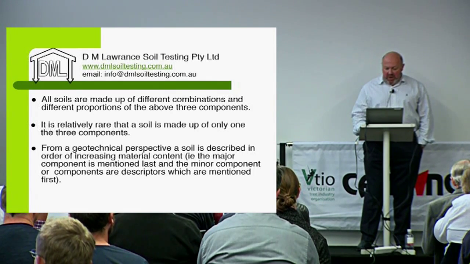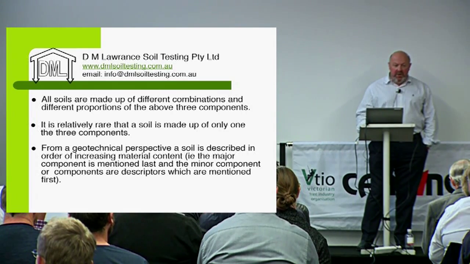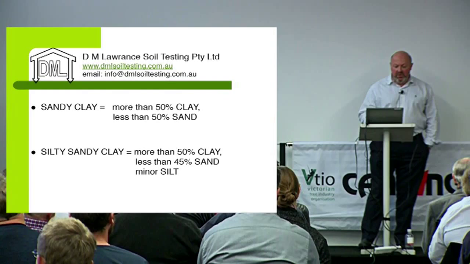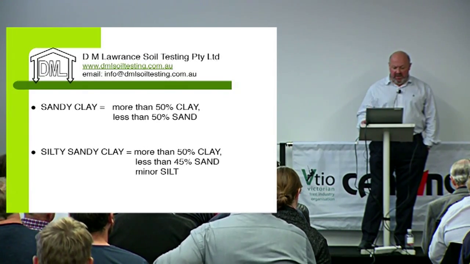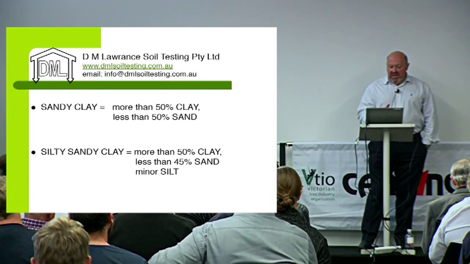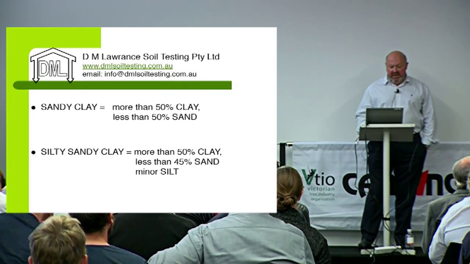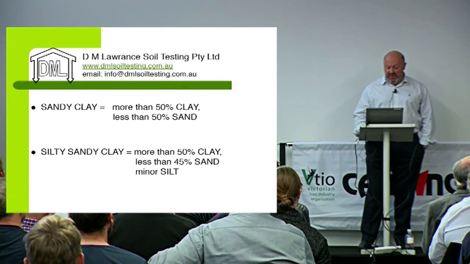Now we describe the material content in terms of the major component is always mentioned last. So a sandy clay is a soil that's got more than 50% clay, but some sand in it. So the descriptor is the sandy. You don't really often get silty sandy clays, but that basically means it's predominantly clay with less than about 45% sand and then some minor silt in it.